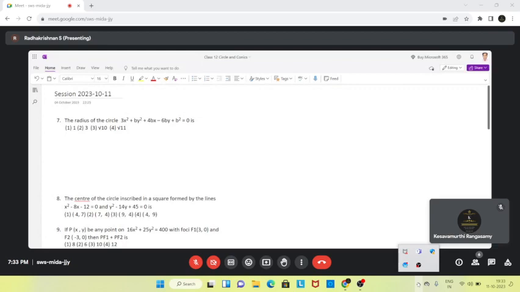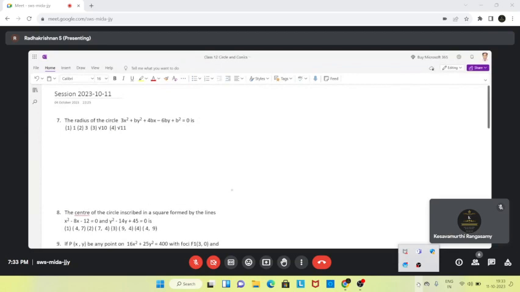So based on that, what can we say about the value of b? Just now I said that the coefficient of x square should be equal to the coefficient of y square. So that means here it can only be 3x square and 3y square. Only then can it be a circle. They have given a circle, right? So that means b must be equal to 3. That is number 1.